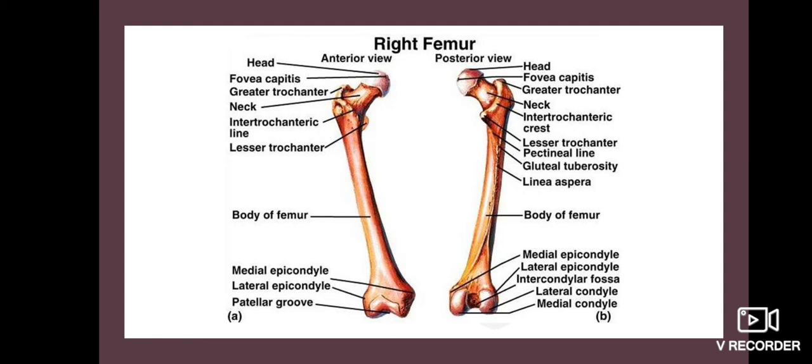Iliopsoas. Psoas major is spelled P-S-O-A-S. The P is silent there. Iliacus and psoas major together are inserted to the lesser trochanter. Then on the medial aspect of the greater trochanter, there are some more muscles: obturator internus, gemellus superior, gemellus inferior.